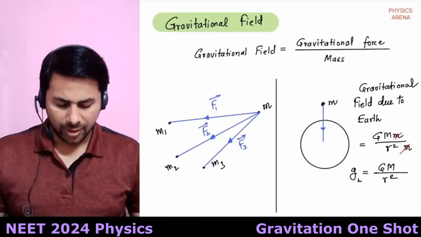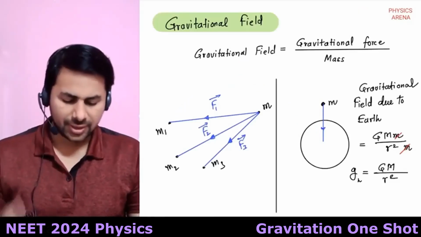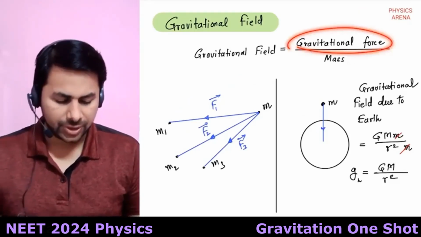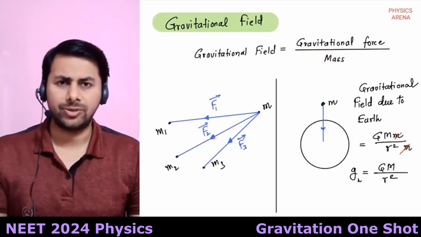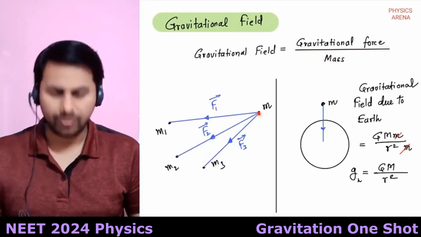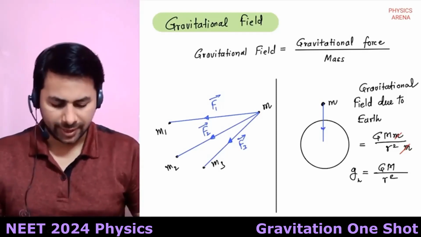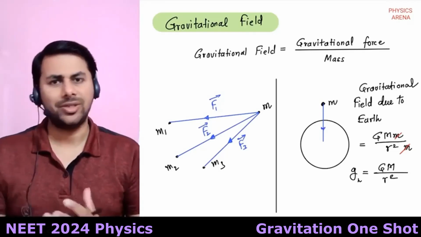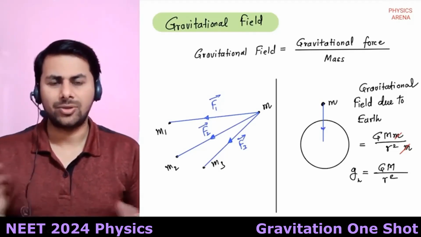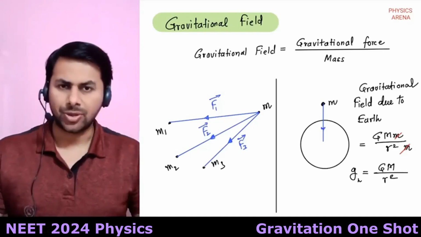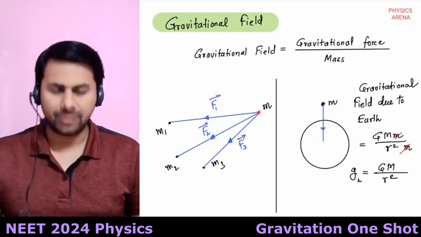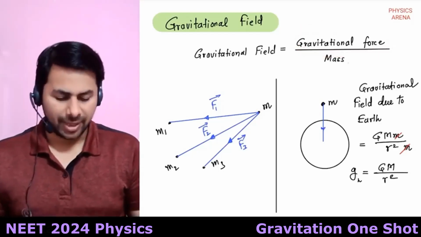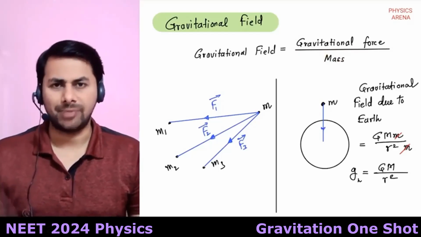After that, let's see what the gravitational field is. So what is a field? It is gravitational force divided by mass, gravitational force per unit mass. Suppose you have some object whose mass is m. There can be gravitational force acting on this mass due to various objects. So you add up all those gravitational forces. Suppose the total force is F, then the gravitational field at that point is that total gravitational force divided by mass.